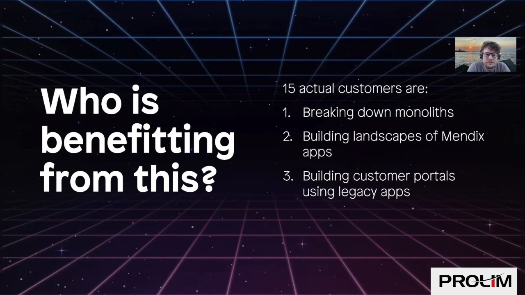So who is benefiting from all of this? Since we've released this, we have 15 actual production customers that are using this, and we see three main types of applications or solutions that they're building. One is where people have been really successful with Mendix, but so successful that they've built large monoliths. And to ensure productivity, speed and agility, they have a desire to break up this large monolith into smaller pieces. So that's something that they use Data Hub for, and Data Hub enables them to easily exchange data between the parts. So really important, it ensures that you can get the agility and the productivity that you want out of a low-code platform, but for larger systems.